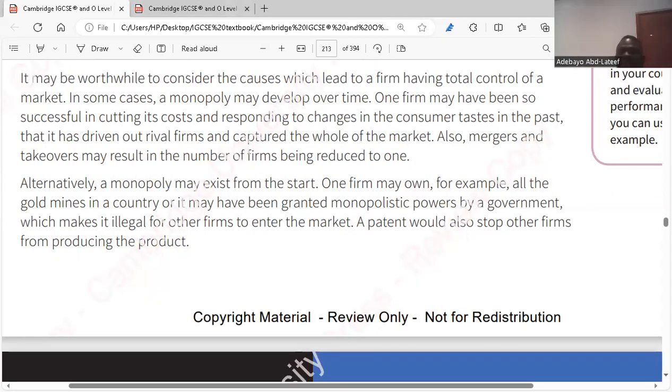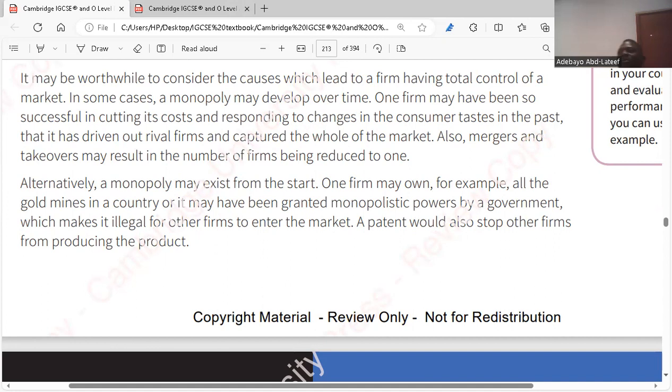Alternatively, a monopoly may exist from the start. One firm may own, for example, all the gold mines in a country, or it may have been granted monopolistic powers by a government, which makes it illegal for other firms to enter the market. A patent would also stop other firms from producing the product.